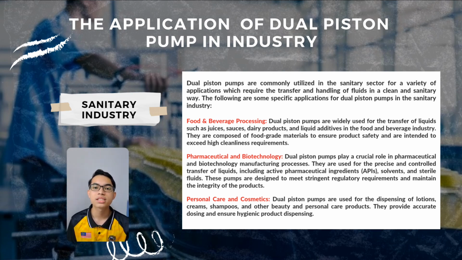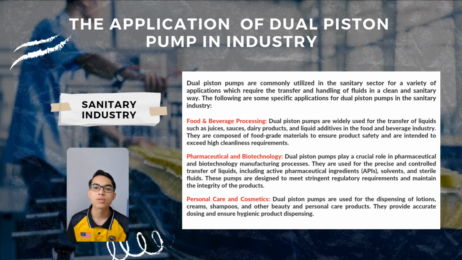Food and beverage processing. Dual piston pumps are widely used for the transfer of liquids such as juices, sauces, dairy products, and liquid additives in the food and beverage industry. They are composed of food-grade materials to ensure product safety and are intended to exceed high cleanliness requirements.